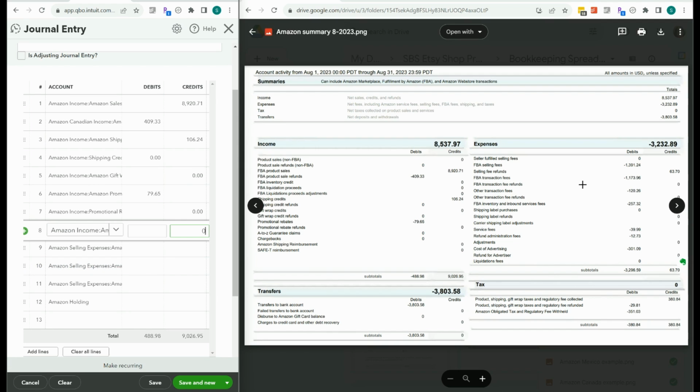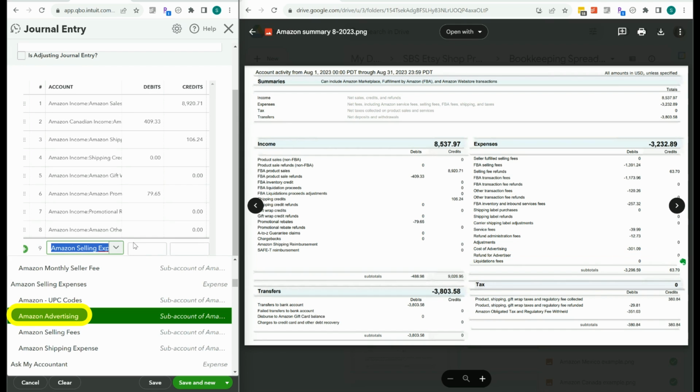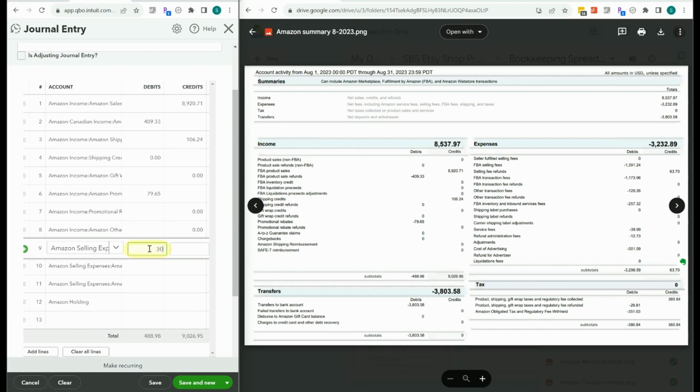Okay, so now we are going to come over to expenses. If you don't want to break out any expenses, you could just put this full amount as Amazon selling fees. That's perfectly fine. I tend to break out advertising, so that's 30109. Let's see, make sure I've got the right line. Amazon advertising, 30109. And that is in the debit column, of course.